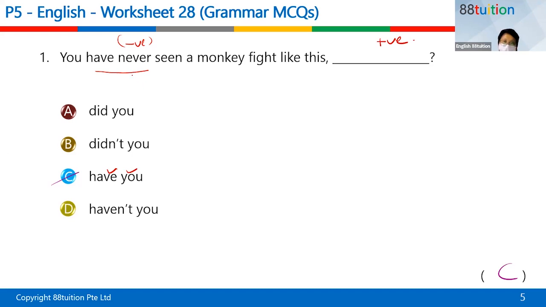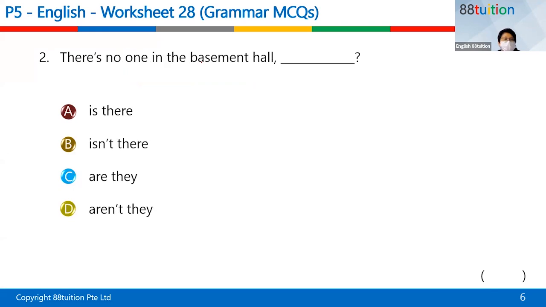Not, barely, hardly. These are some words that you can take note of when you are doing tag questions. Consider them as negative. All right, we move on to the next one.